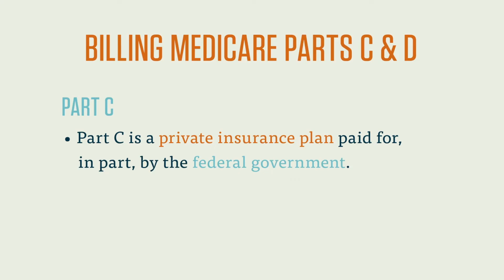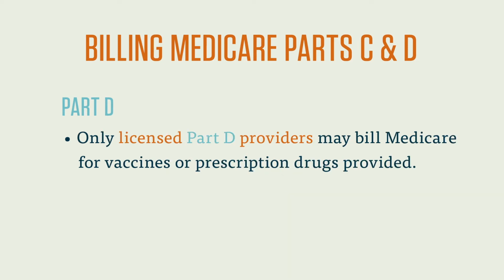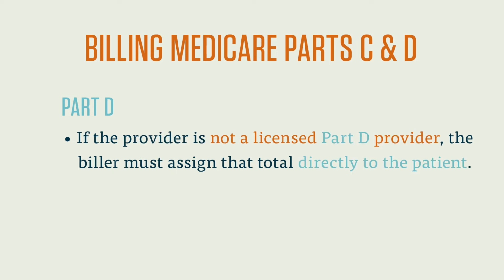Parts C and D, however, are more complicated. Because Part C is actually a private insurance plan paid for, in part, by the federal government, billers are not allowed to bill Medicare for services delivered to a patient who has Part C coverage. Only those providers who are licensed to bill for Part D may bill Medicare for vaccines or prescription drugs provided under Part D. If the provider is not a licensed Part D provider, the biller must assign that total directly to the patient or the patient's secondary insurance if they have it, and if it covers that procedure or prescription.